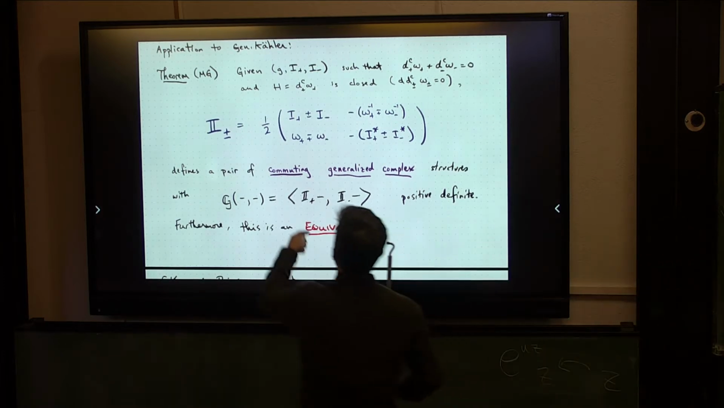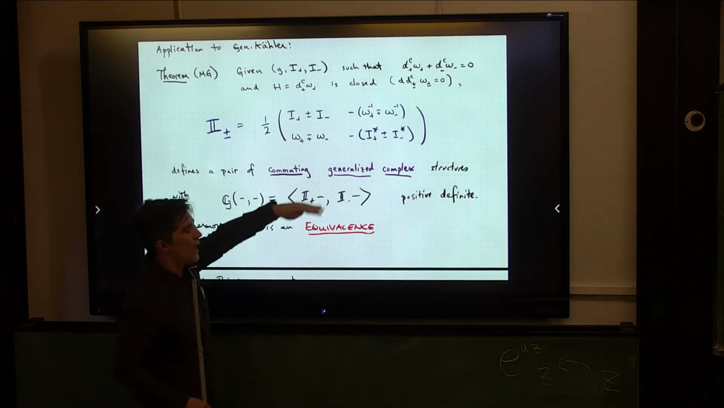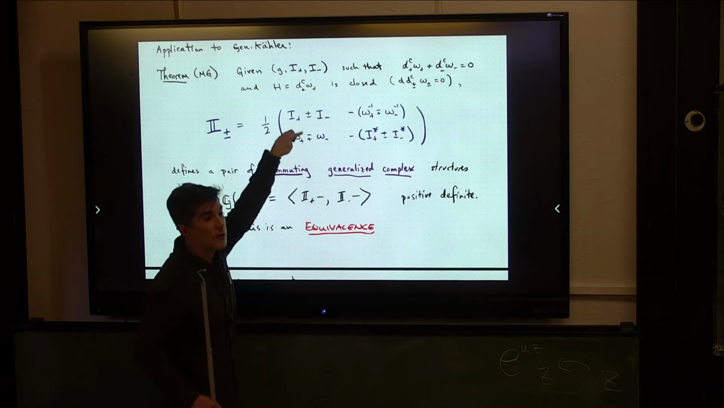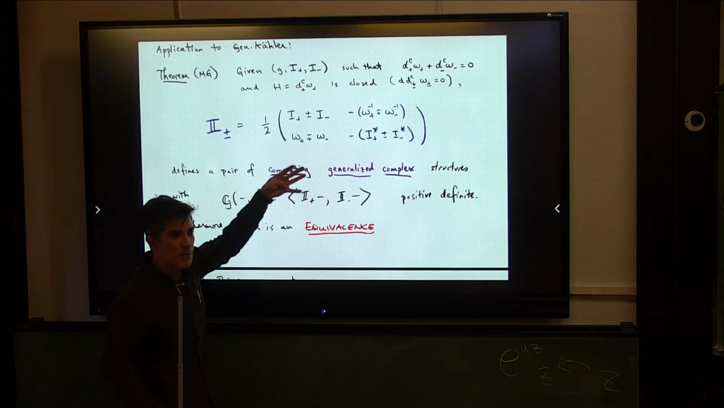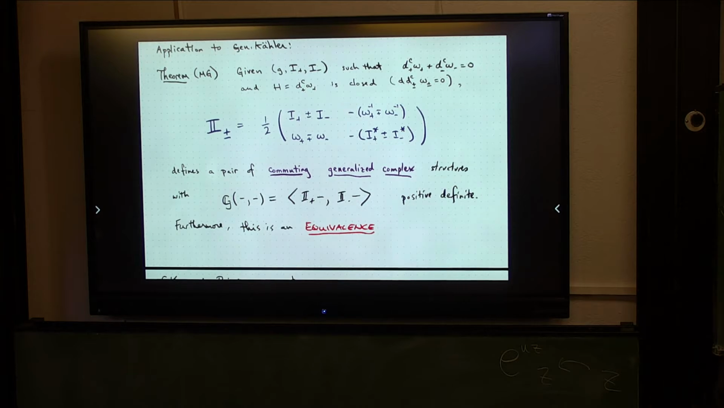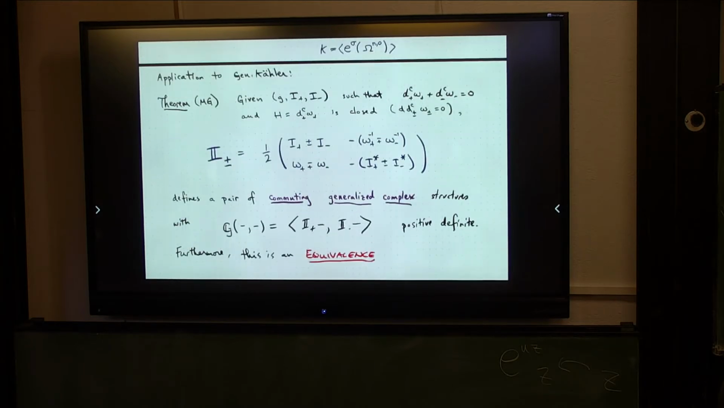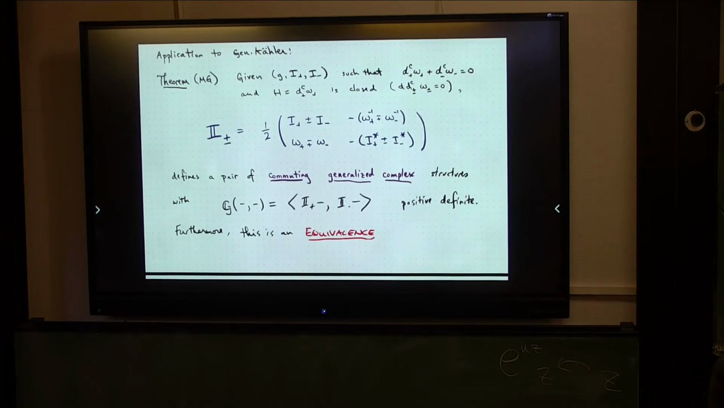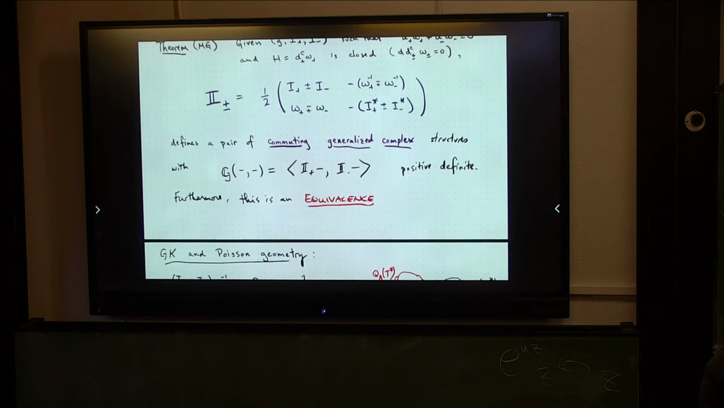Okay, so I could give a very elementary explanation for where this matrix comes from, but that would take a long time. That's not the point of this talk. So if you want, you can look in my paper on generalized Kähler geometry, and then you'll see the explanation.